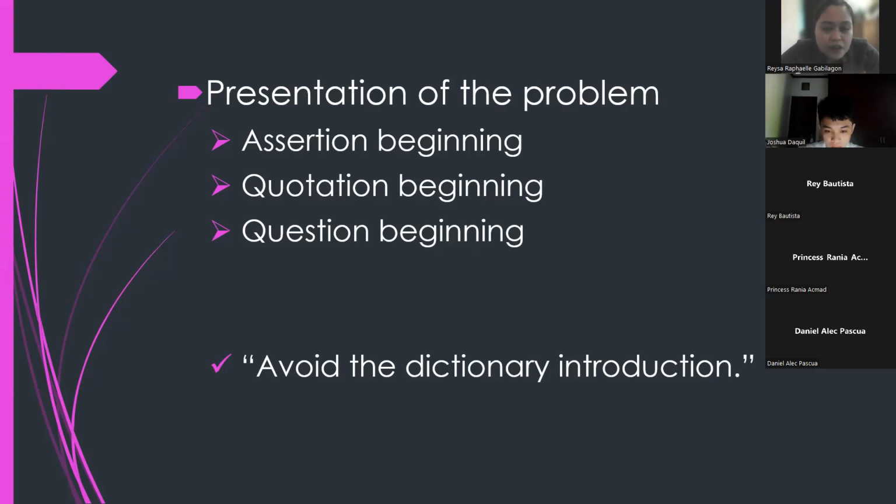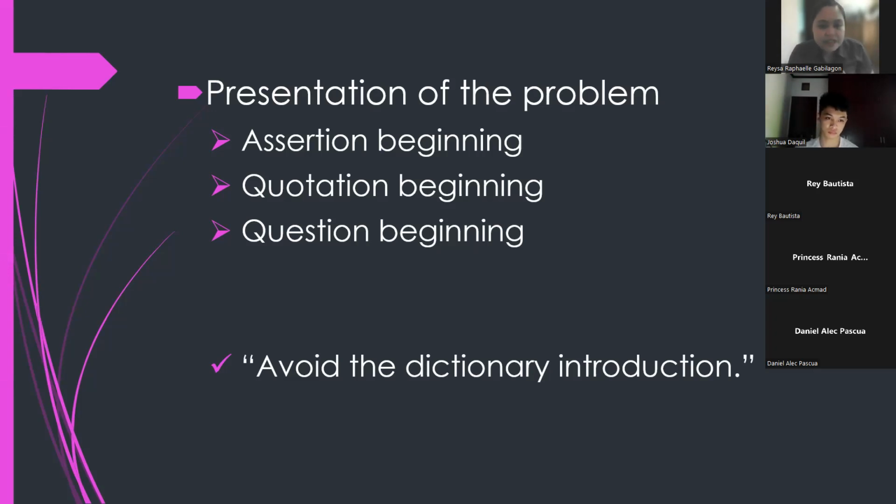And then we can also do quotation beginning, wherein we get the idea of another person and use it as our beginning. Okay? Place it inside a quotation mark, and please do citations. Or you can actually start with a question beginning. You may start with a question. And then after that, after either the assertion, the quotation, or the question, that's the time you expound your topic. Okay, you explain your topic.